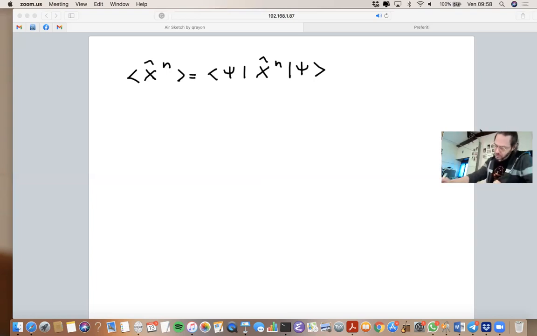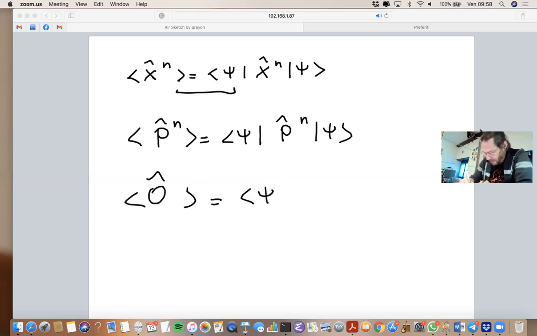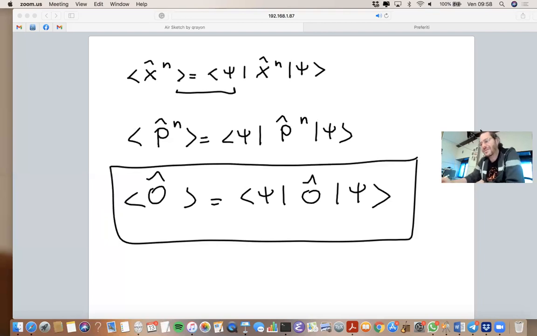Now, this rule generalizes to all operators, even those that are not diagonal in that representation. So in particular, p to the n will be taken by psi, p to the n, psi. And so in general, the expectation values of all operators will be built by taking the matrix elements of the operator with its state.